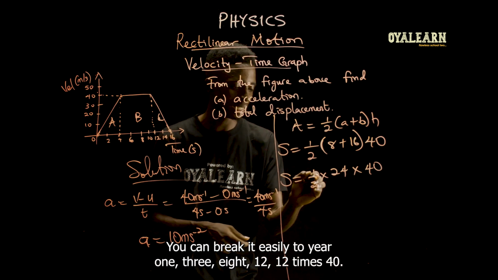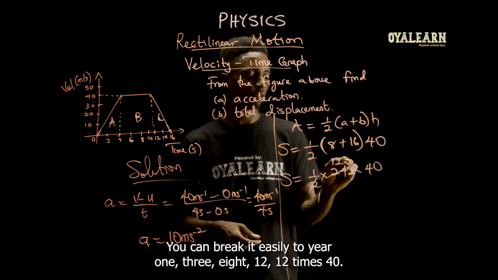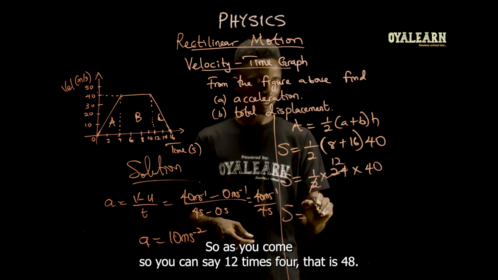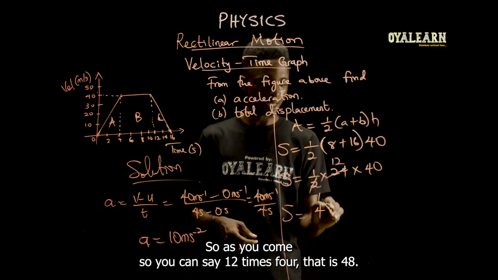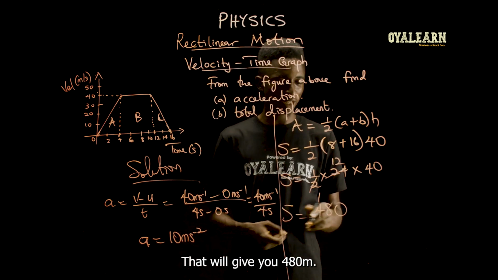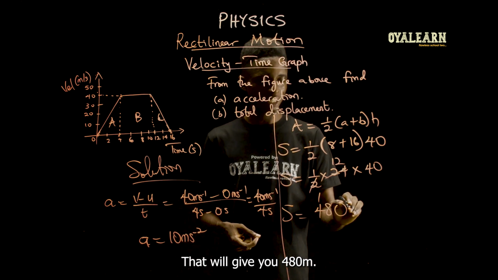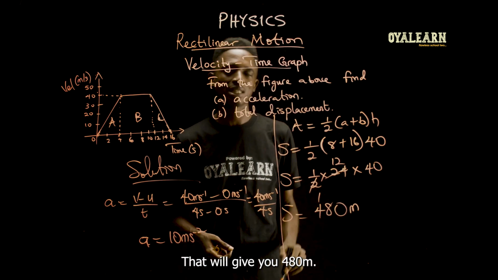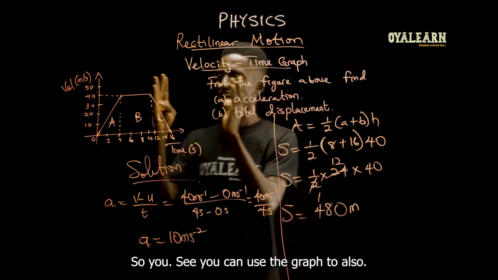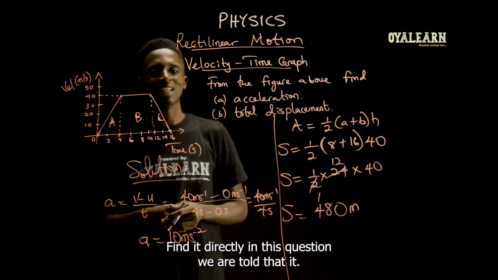You can break it easily. 2 here 1, 2 here 12. 12 times 40. So S becomes, you can just say 12 times 4, that is 48, and then add the 0. That will give you 480 meters. That's the total displacement for this question. So you see, you can use the graph to also find it directly.